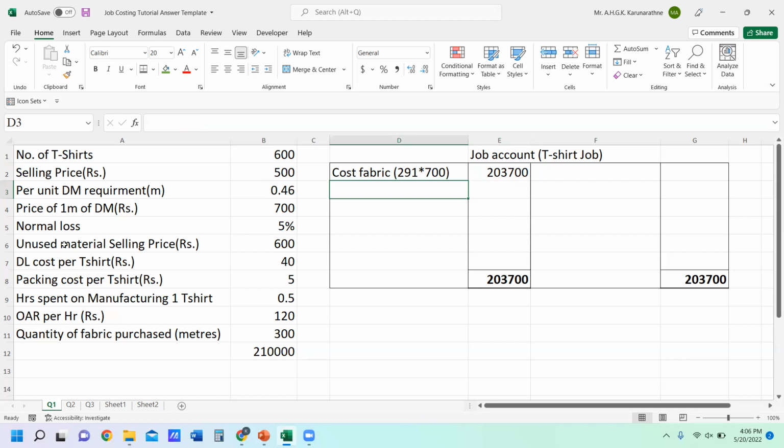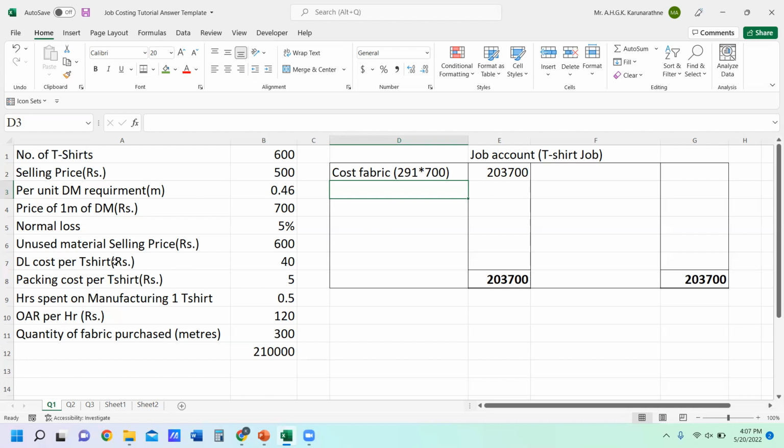Then unused material selling price, 600. That has nothing to do with the manufacturing account. That has nothing to do with the job cost account, because it is not relevant. Unused raw material is not relevant for the manufacturing process. It is a separate administrative activity. It has nothing to do with the raw material cost or the job cost account. So we don't consider this one.